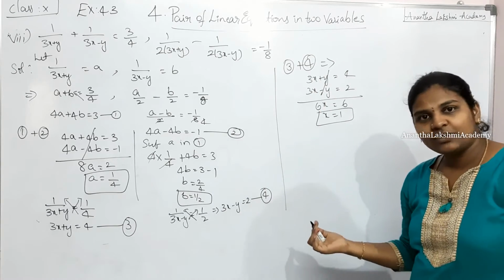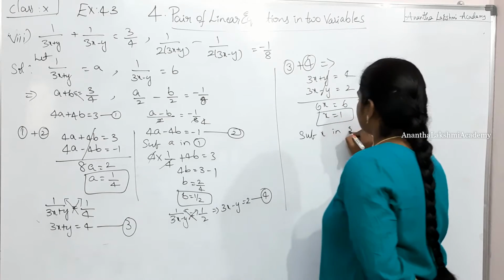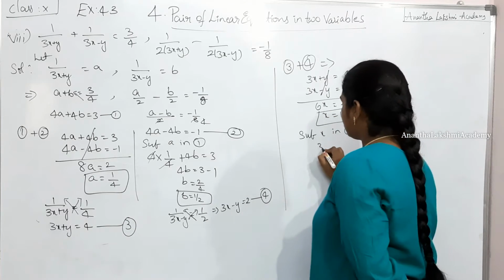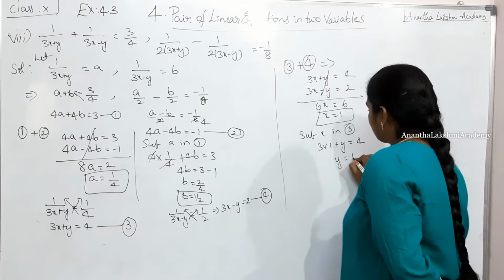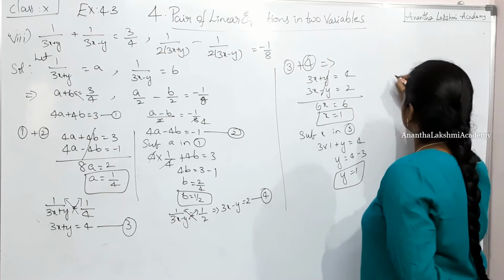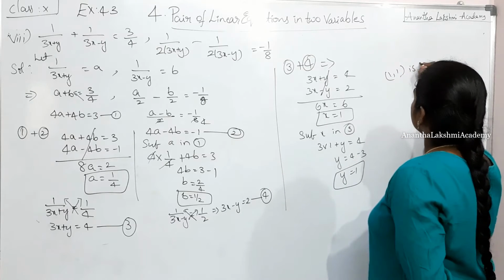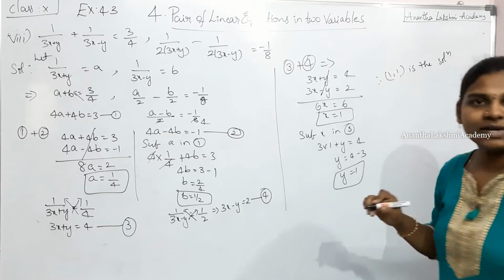Now how to get the value of y? Substitute x in any of the equations. Let me substitute it in 3. So 3 into 1 plus y is equal to 4. y is equal to 4 minus 3, so y is equal to 1. So what is the solution? 1 comma 1 is the solution. Therefore 1 comma 1 is the solution.